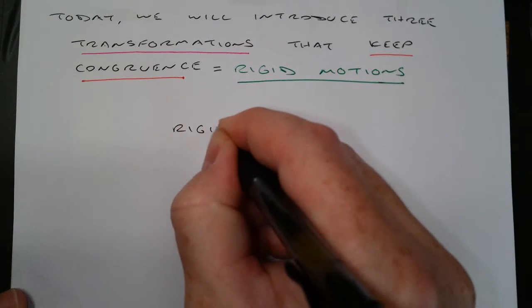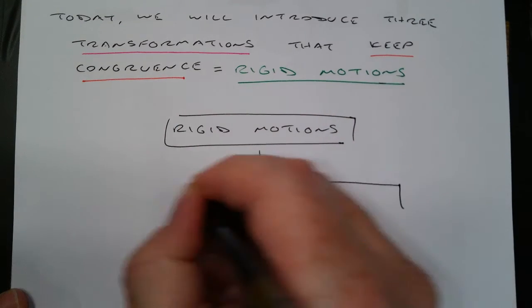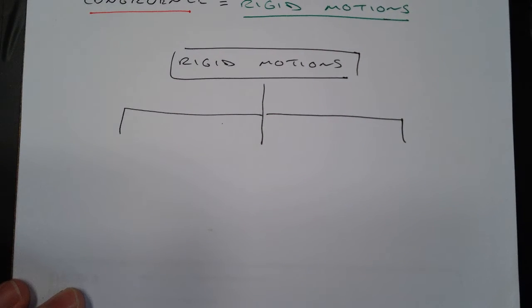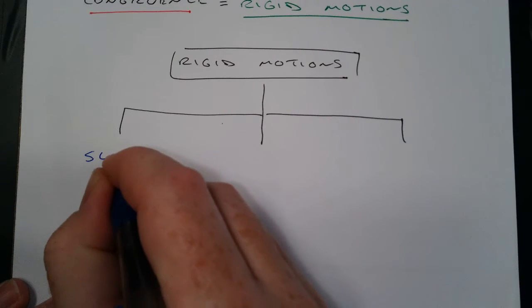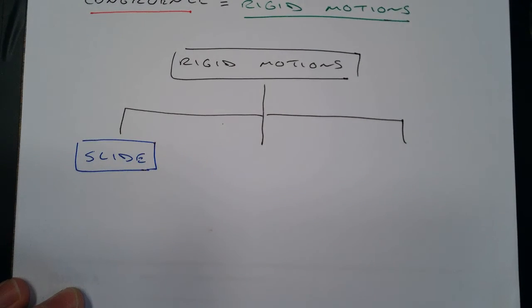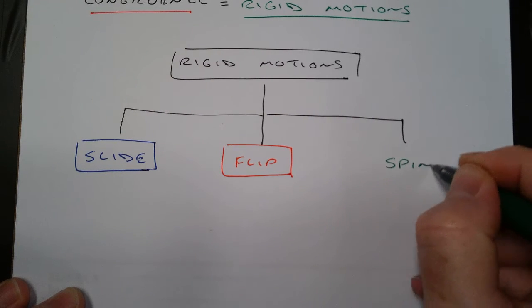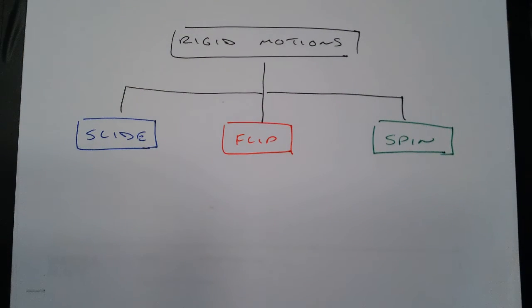And so I'm going to build a tree map. Three rigid motions, so I need three branches of my tree map. And today we're not going to get to technical terms. I already gave you three vocabulary words. Let's keep it simple. The three rigid motions that keep congruence are a slide, a flip, and a spin. Now I can slide something and the size and shape stay the same. I can flip something and the size and shape stay the same. And I can spin something and the size and shape stay the same. Those are the three motions that keep congruence.